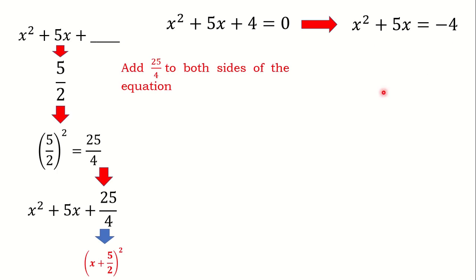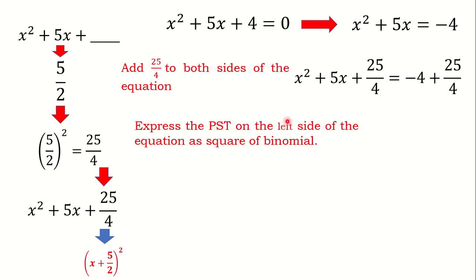Una, we need to add 25 over 4. Saan ba galing yung 25 over 4? Dito. Diba? Doon sa in-squared nyo. Both side. So, magiging x squared plus 5x plus 25 over 4 is equal to negative 4 plus 25 over 4. And then, express the perfect square trinomial as square of binomial. Ano yon? Ito yun, di ba? Ito na yung square of binomial natin. So, that is x plus 5 over 2 squared is equal to 9 over 4.